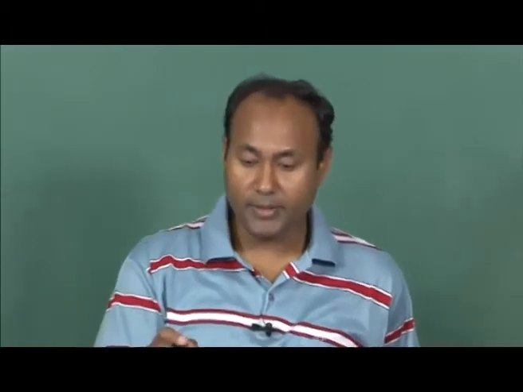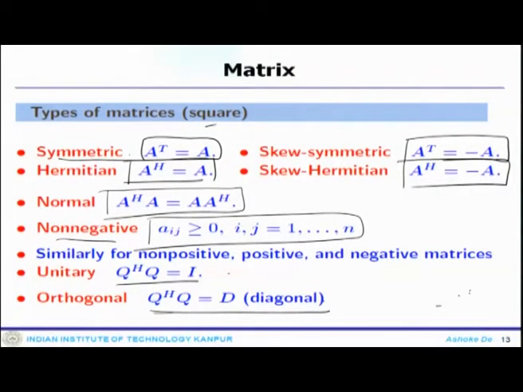Till the last class, what we have done is talking about the properties of these different matrices, like symmetric matrices, skew symmetric matrices, normal, non-negative, all this. That is where we stopped in the last class.